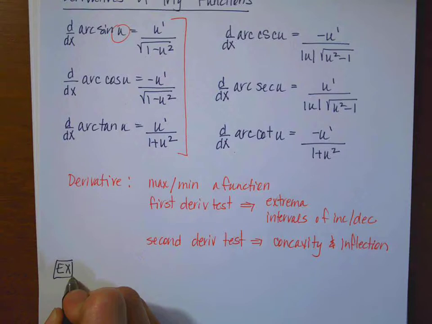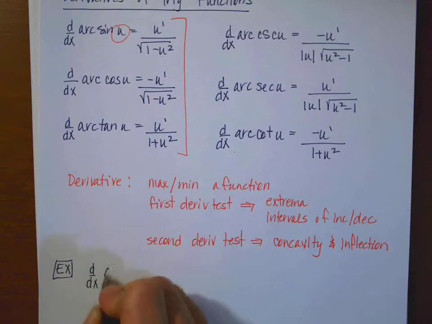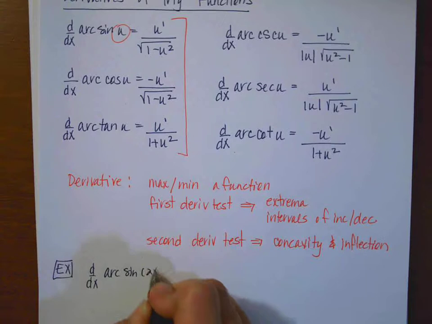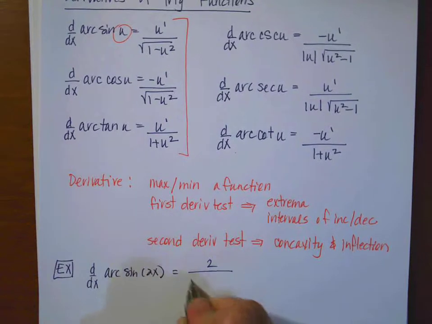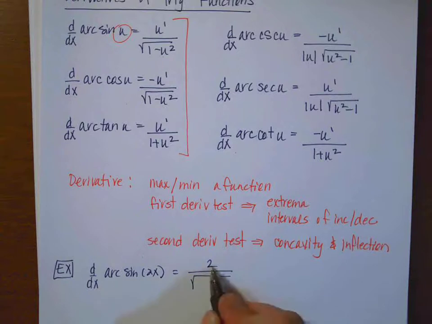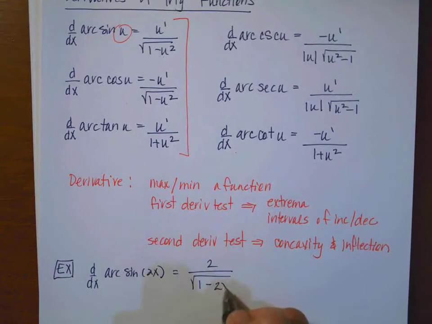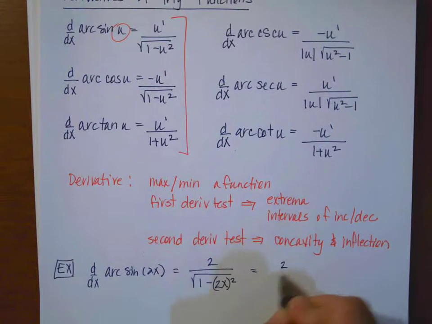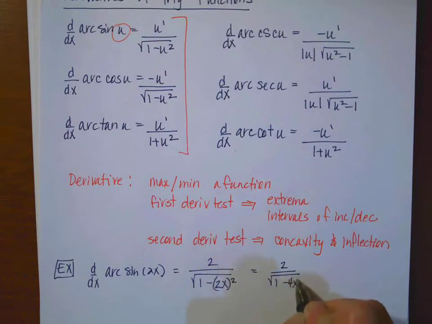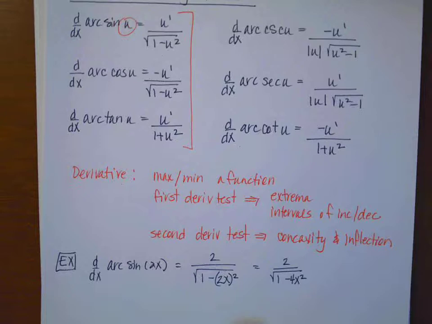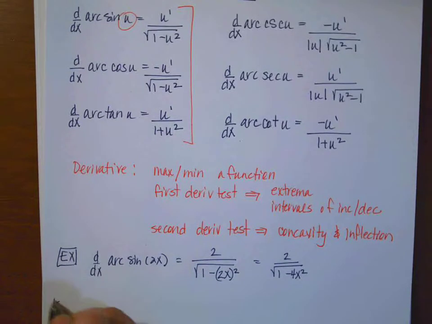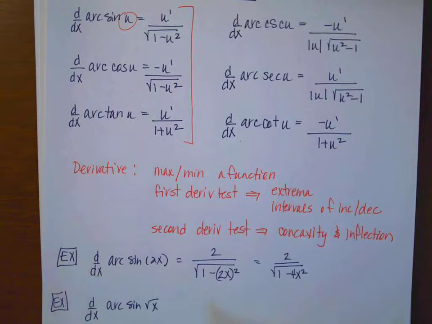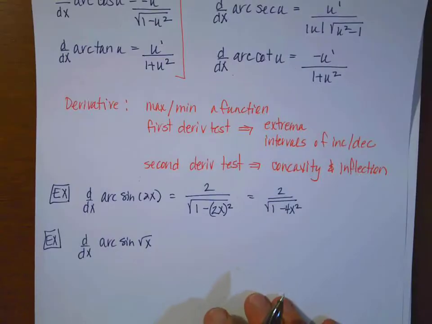All right, so let's do a couple of examples just to kind of refresh our brains. So if I wanted to take the derivative of the arc sine of 2x, then this is 2 over, because the derivative of 2x is 2, and then it's going to be the square root of 1 minus the u quantity squared, so then I just rewrite this as 2 over the square root of 1 minus 4x squared. And remember not to make those silly mistakes by remembering to square everything on the inside. Well, that was pretty easy. In our next example, let's do the derivative of the arc sine of the square root of x.